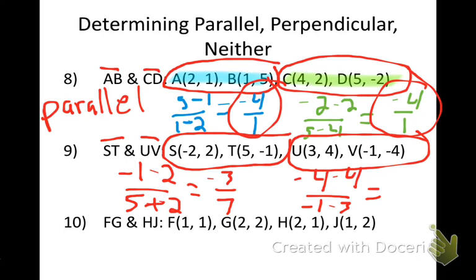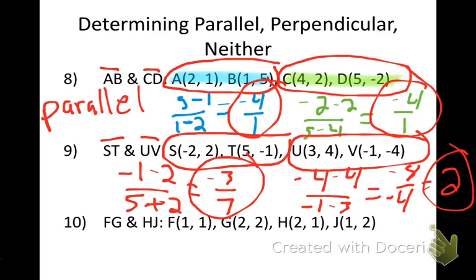The slope of UV is what, Camden? Austin, what do you have? Negative 8 over negative 4. Yes, which comes out to be 2. So I have negative 3/7 and 2. Are those the same slope? No. Are they negative reciprocals? No. So they are neither parallel nor perpendicular. The last one's perpendicular? Well, we don't know that yet.